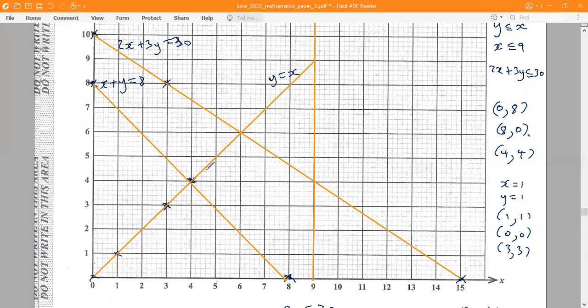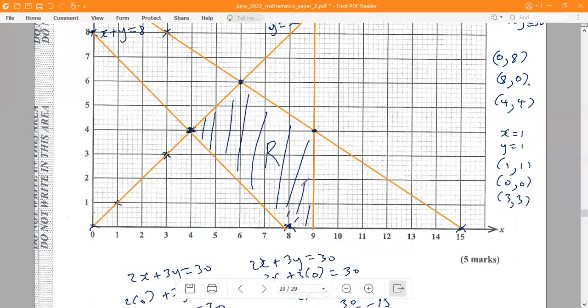So this is the region that we need to shade. This is R, capital R, right? And this region consists of 5 vertices: 1, 2, 3, 4, 5. It is a pentagon. The region is a pentagon.